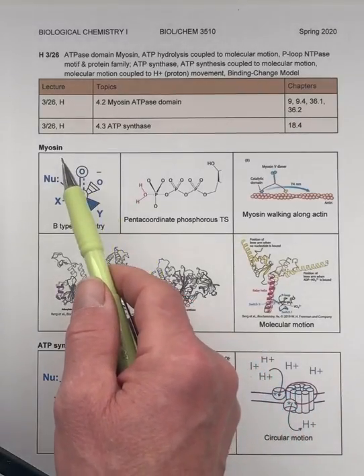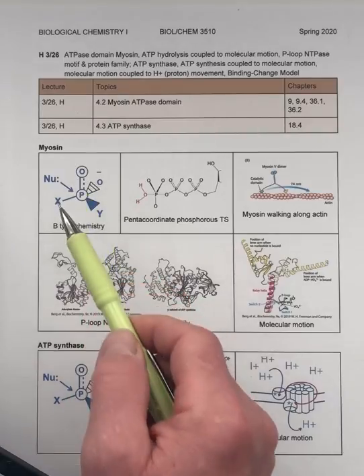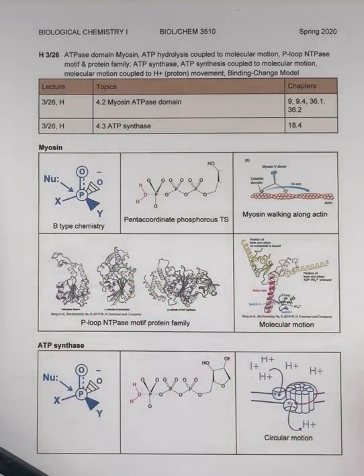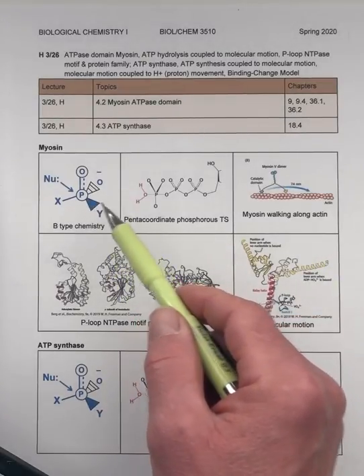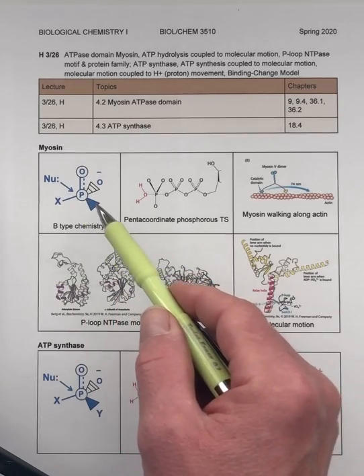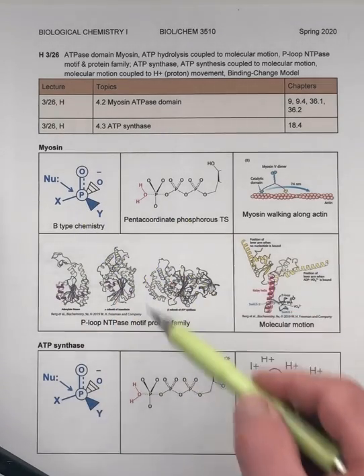for the myosin ATPase domain and how that system couples ATP hydrolysis to molecular motion, aspects of which are illustrated here, and then also the ATP synthase system. And you'll see that I've drawn the same images for the first two boxes for both myosin and ATP synthase. And that's because the chemistry is highly analogous and comparable. The nucleophile and leaving group are different, but the transition state is exactly the same.